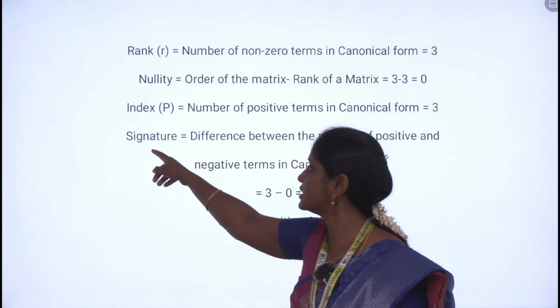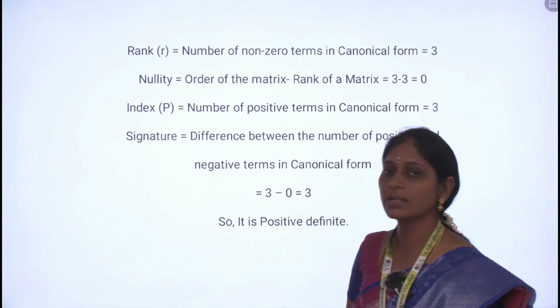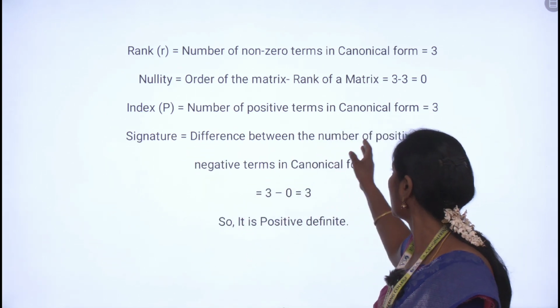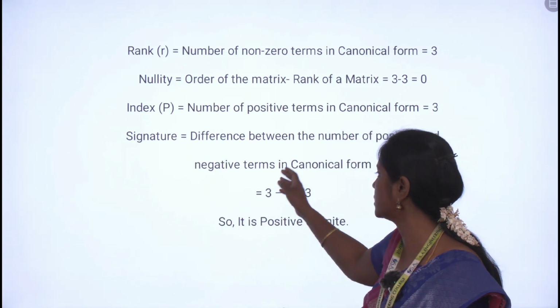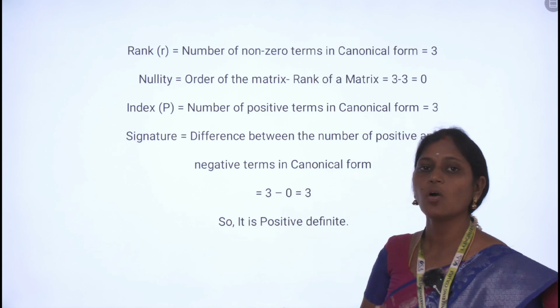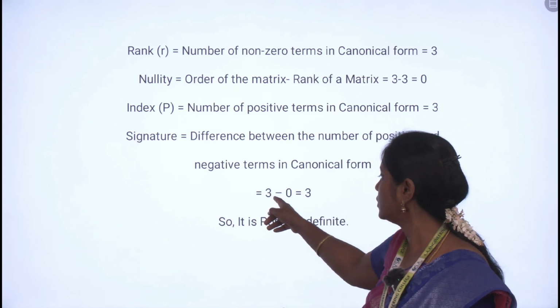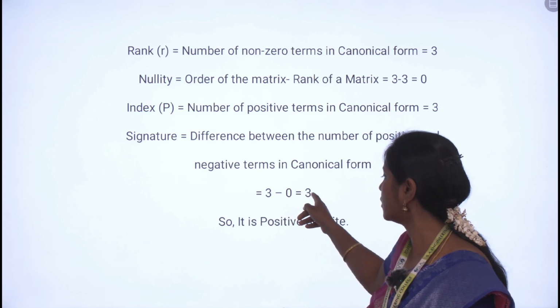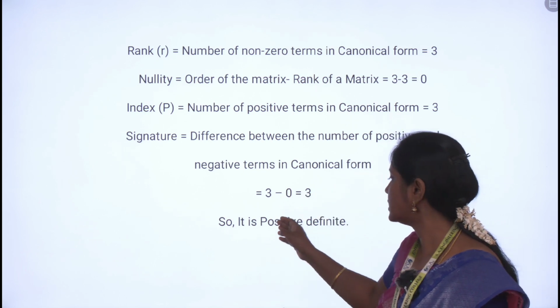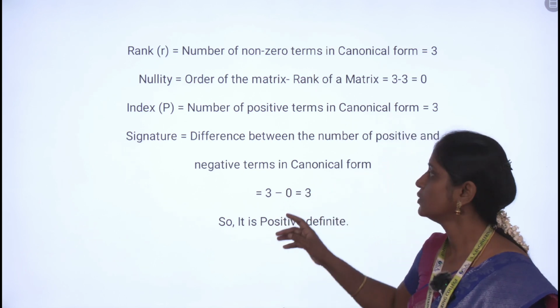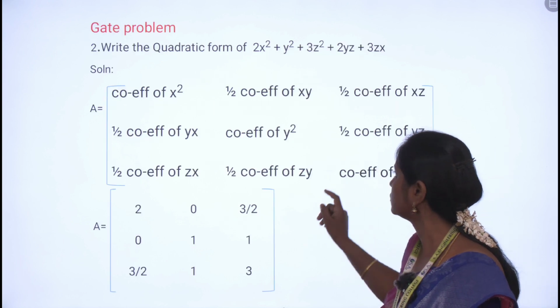Next one is signature. Signature is nothing but the difference between the number of positive and negative terms in the canonical form. We got all positive terms, so there is no negative term. So that is equal to 3 minus 0, that is equal to 3. So it is positive definite. This is one of the examples.